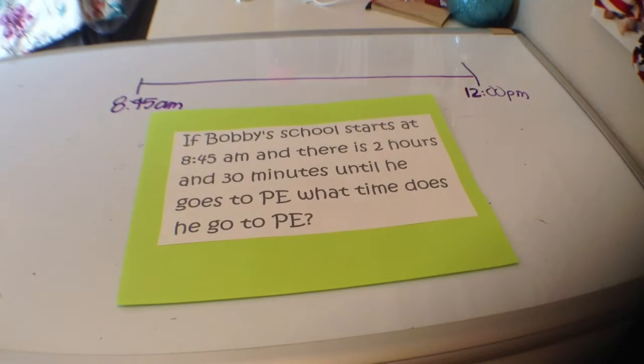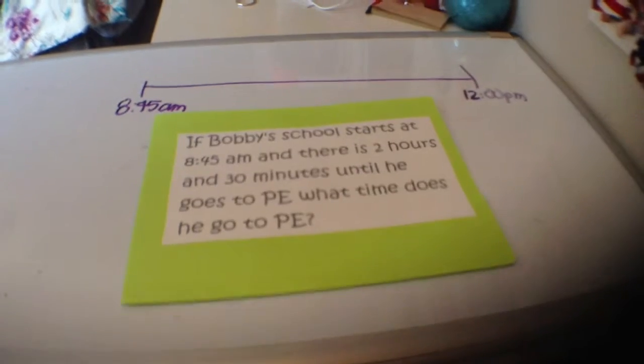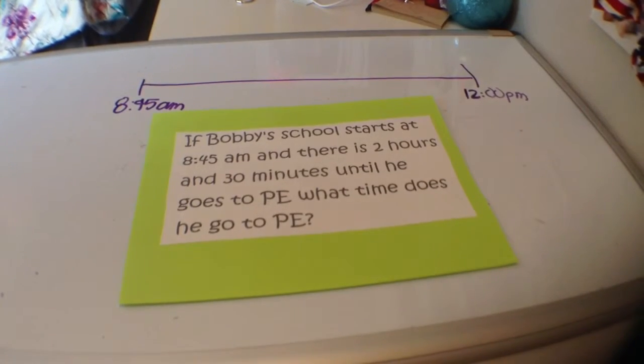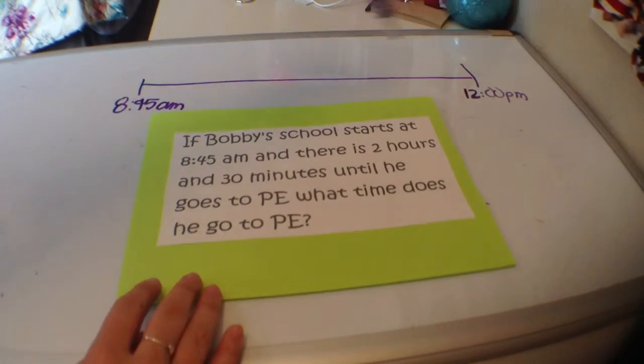Now we want to look at a word problem involving time. The word problem reads, if Bobby's school starts at 8:45 a.m. and there are 2 hours and 30 minutes until he goes to PE, what time does he go to PE? The method we will be using to determine what time he goes to PE is a number line.